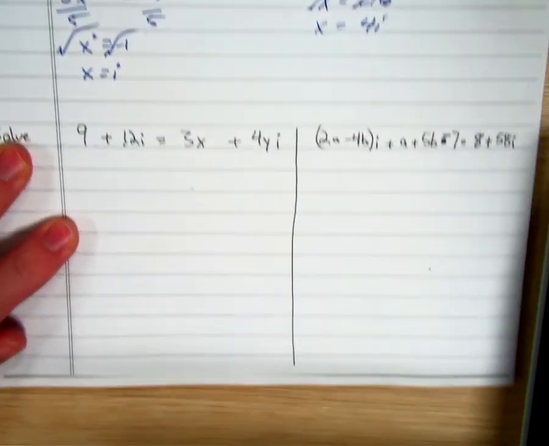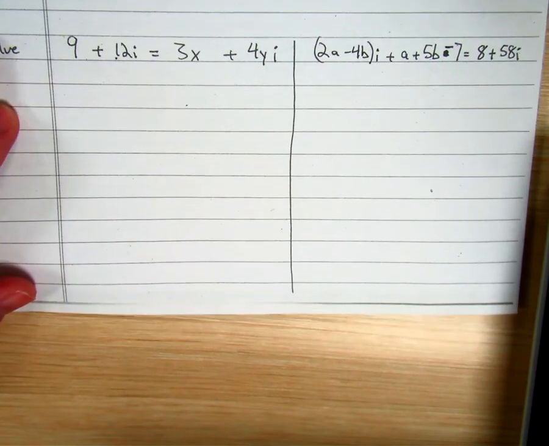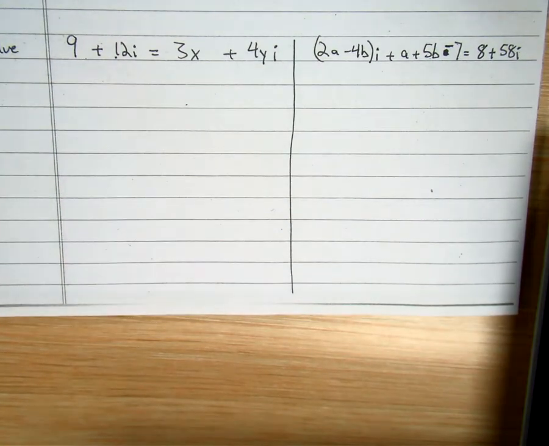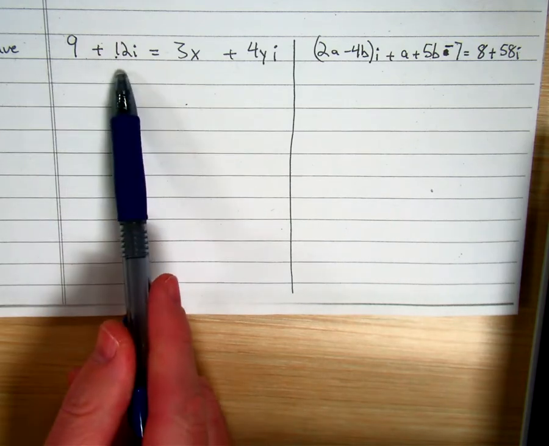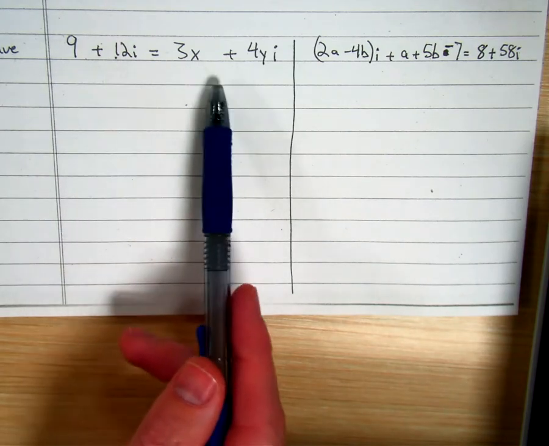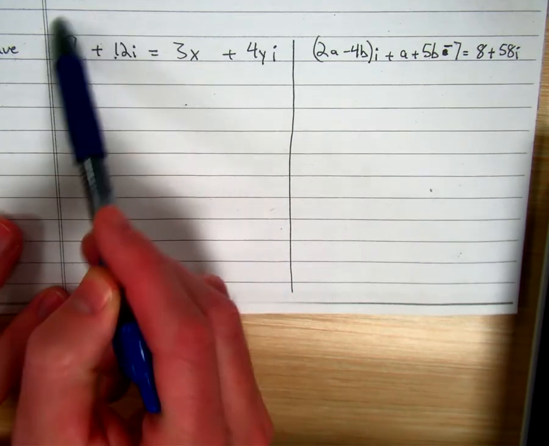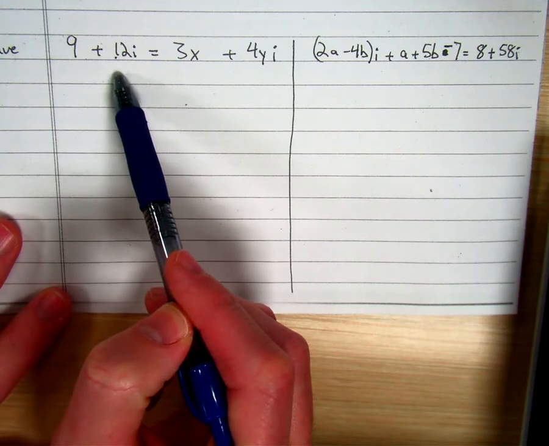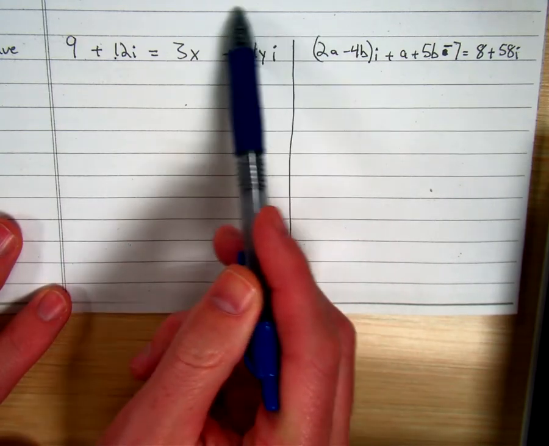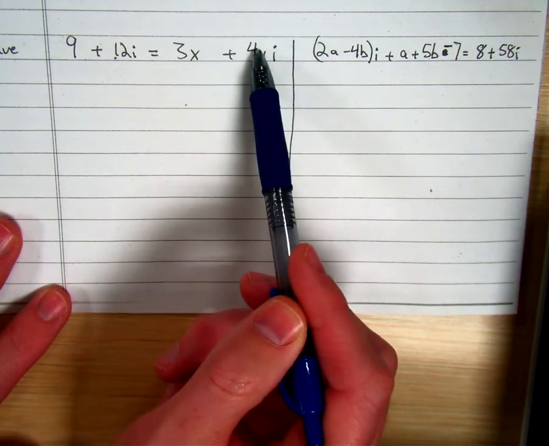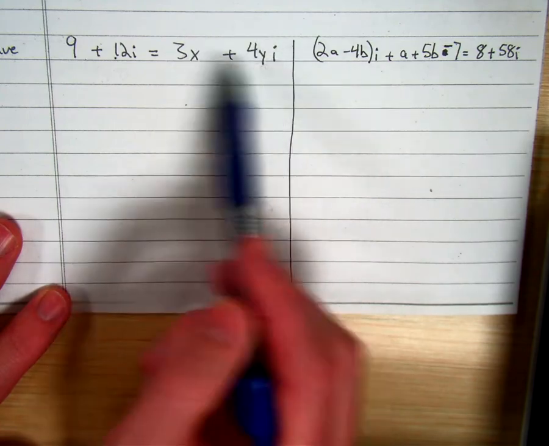Here's another type that we're going to look at. These look really scary, and I know they can be intimidating because there's all those letters. It is not that bad. Don't worry about them. Okay, so we have 9 plus 12i equals 3x plus 4yi. So here we have our complex number with the real and imaginary part. And here we have another complex number, real and imaginary part, but these have variables.